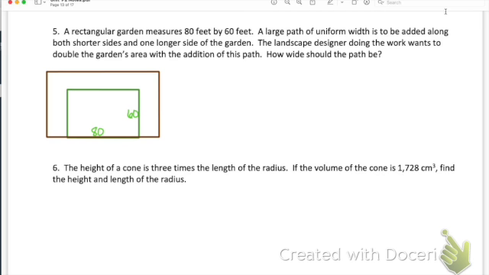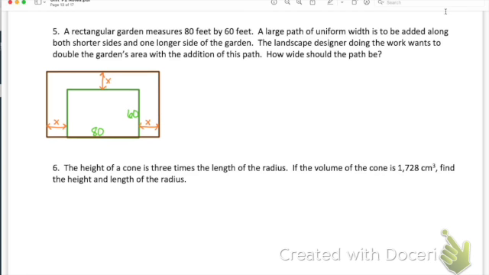And they told us that the path is of uniform width, which means all the way around, it's going to be the same width anywhere that I measure it. And that's the thing that I don't know. So that's what I'm going to call my variable x.